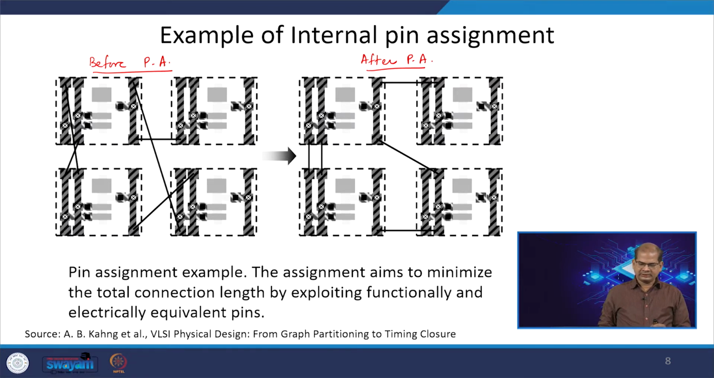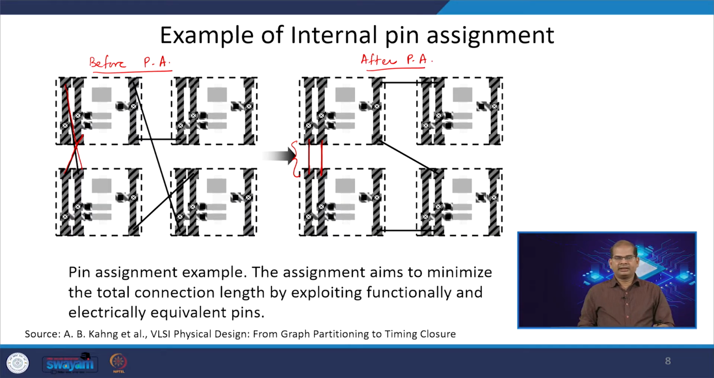If you can see here, there are two routes. This is one route, this is another route. But you can see the length of the wire is longer. As these two nets are functionally equivalent, we can route them like this. So, these two nets can be routed with a shorter length of the interconnect or route. So, this is a better internal pin assignment.